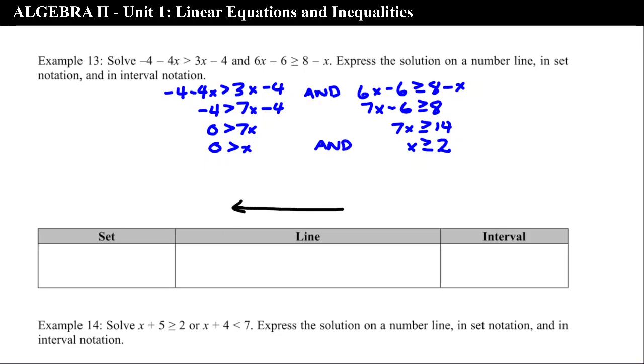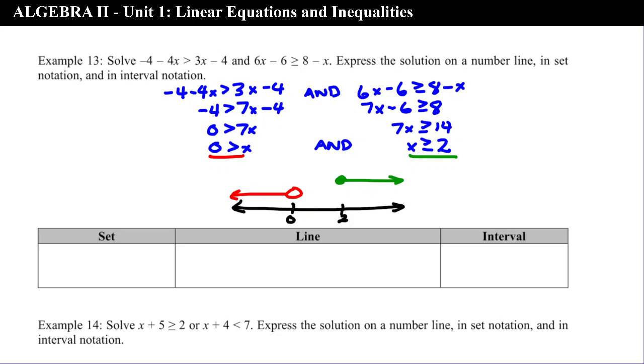So let's graph each one individually. Our points of interest are 0 and 2. For the first one, x is less than 0, so we have an open dot at 0, and since x is less than, we go to the left. And for the other one, x is greater than or equal to 2. We have a closed dot, and since we're greater than, we're going to the right.